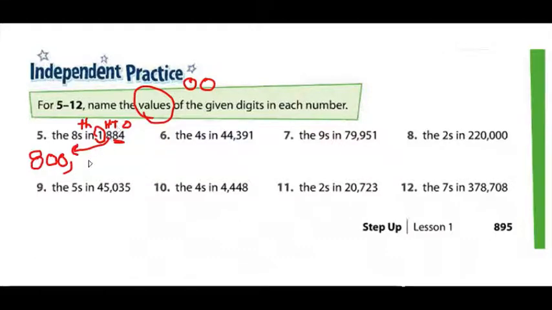In tens. So here, 8 tens. Tens means how many zeros? Just 1 zero. Very good.